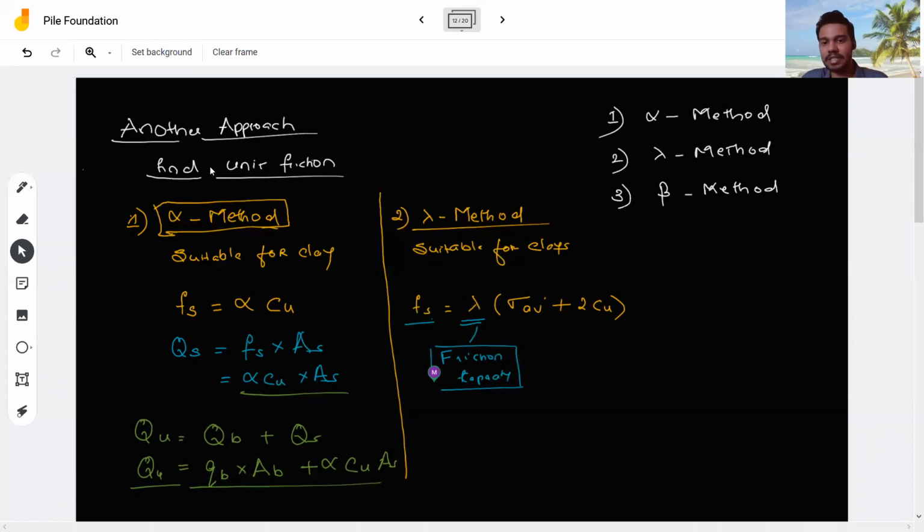ये value normally question पे दिया रहता है because it can only be determined experimentally. अब site पे जाके उसको determine कर सकते हैं. There is no other empirical formula for it. Sigma v bar is the effective average vertical stress. Cu is basically your undrained cohesion. Okay. One second. Give me a minute.